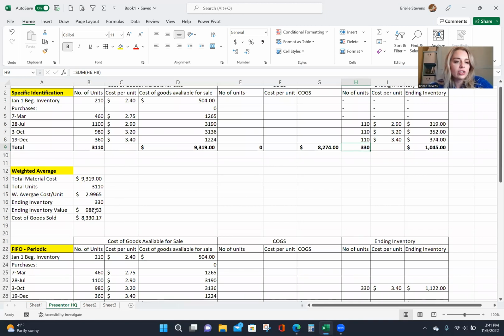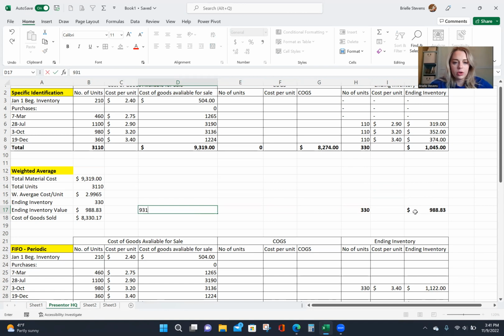So for our ending inventory value, all we need to do is take our ending inventory. It's exactly like what I did over here, just in a different format with less space. 330 times that one number, 2.9965, to equal 988.83. So I know that this number, if I had it in the same format, would be right here, the 988. It would look something like this, with all the rest of the information filled in above, okay?